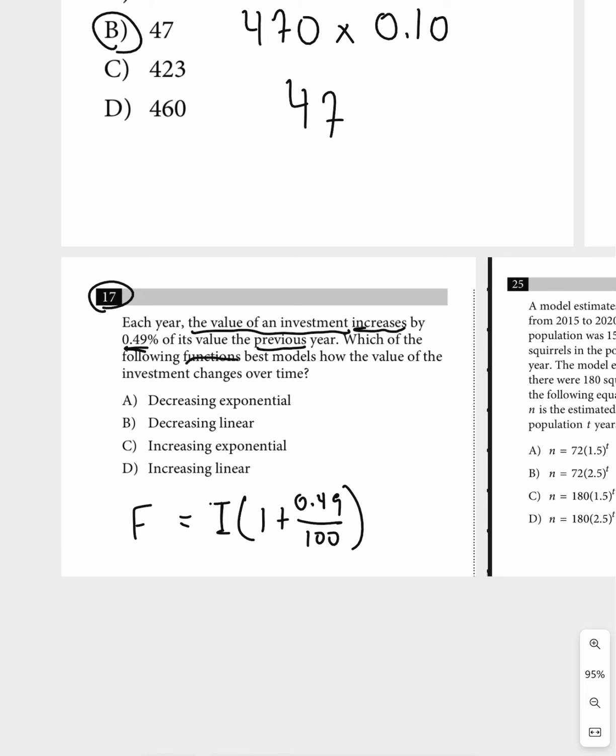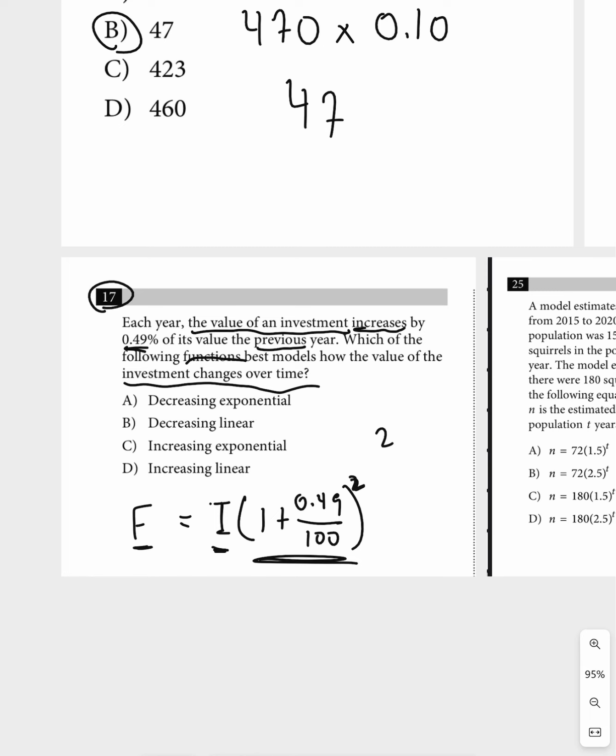Which of the following functions models how the value of the investment changes over time? Okay, so for this question, it actually has to do with exponential growth, because there's a 1 over here. So this happens each year. So if you want to find out how much it increases in a span of 2 years, you would put a 2 here. So in other words, whatever value you start with and how many years pass.